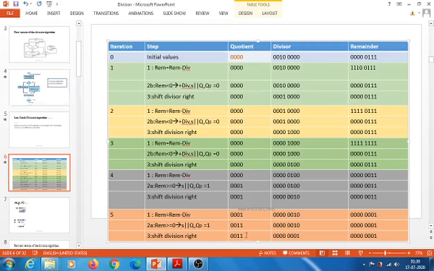So 7 divided by 2, the quotient will be 3 and the remainder will be 1. If you check the quotient register, it is 0011, which is the binary equivalent for 3, and the remainder is 1, which is the binary equivalent for 1. Okay, so the answer is correct in our algorithm.